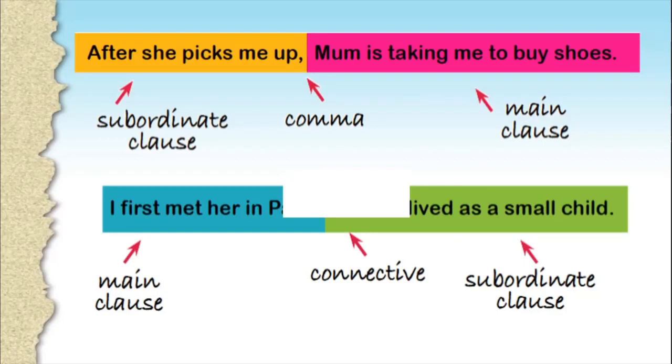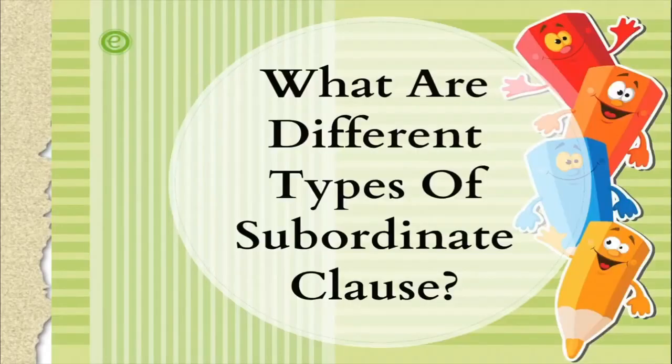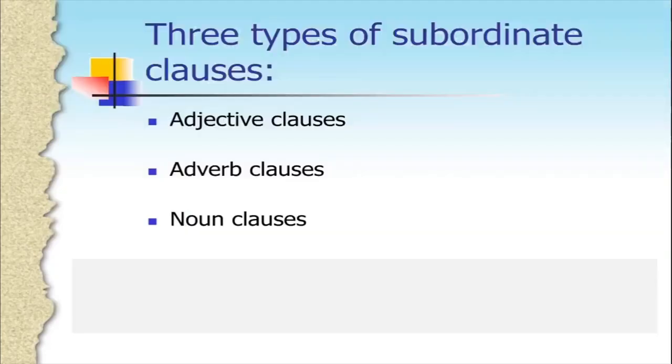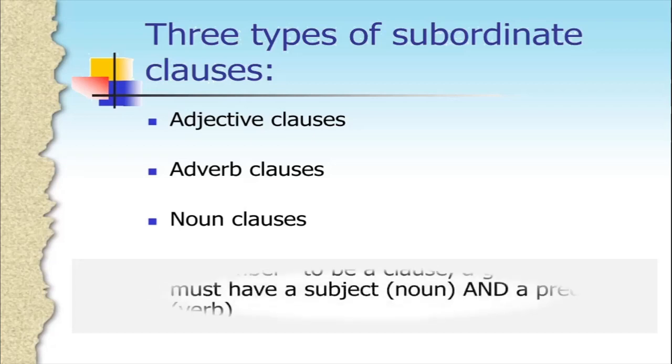So children, we have seen enough examples now for subordinate clauses. Let us move on to see what are the different types of subordinate clauses. So I told you there are 3 types of subordinate clauses that we will study as part of today's lesson. Okay? So the 3 types of subordinate clauses are adjective clauses, adverb clauses, and noun clauses. Simple. Adjective clauses, adverb clauses, and noun clauses. So now let us move on and check out each one of them.